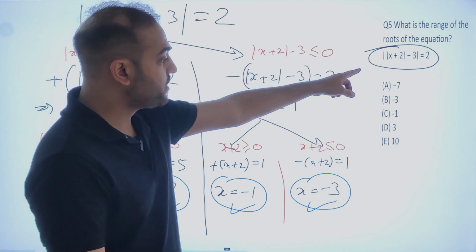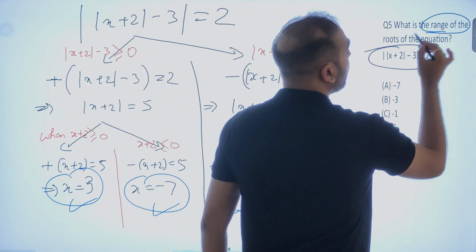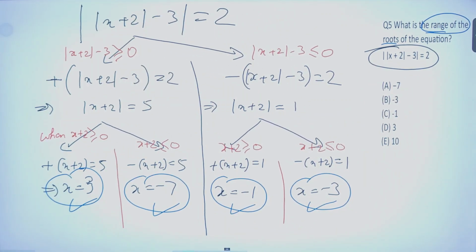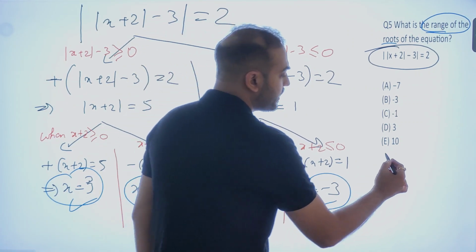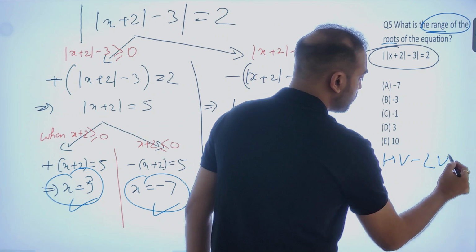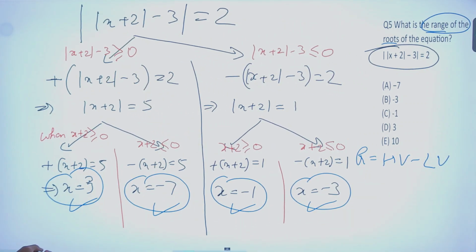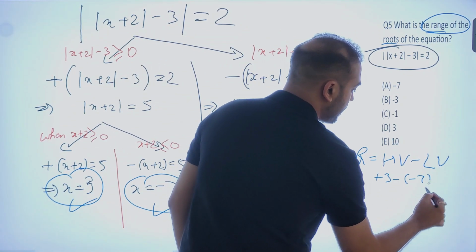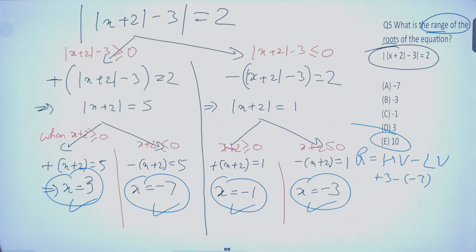Okay, interestingly, you see all the values are given here. Read the question again. We want range of the roots. Okay, we do not want the roots, we want range of the roots. Okay, range in math is highest value minus lowest value. If you see, that is plus 3 minus minus 7. So 10 is your answer.